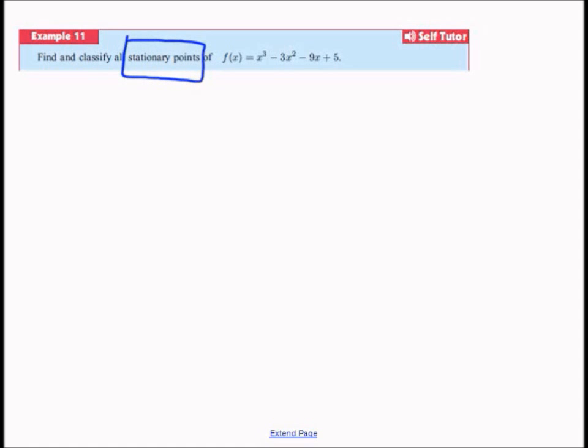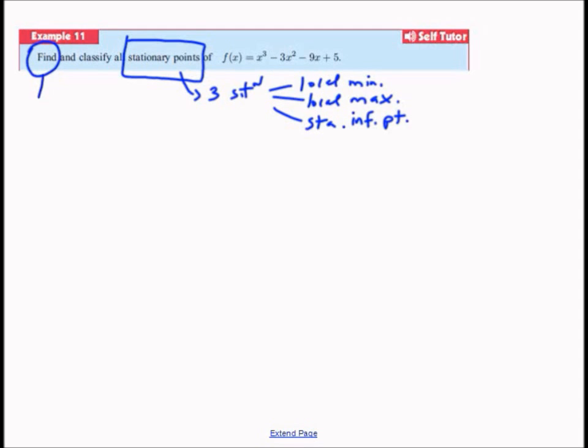Find and classify all stationary points. So let's decompose what's being asked here. Stationary points refers to those three situations: local min, local max, or stationary inflection point. We want to find all those points, which means we need x and y coordinates for each of these points. And we need to classify them, which means we need to say which of those three situations we're looking at.